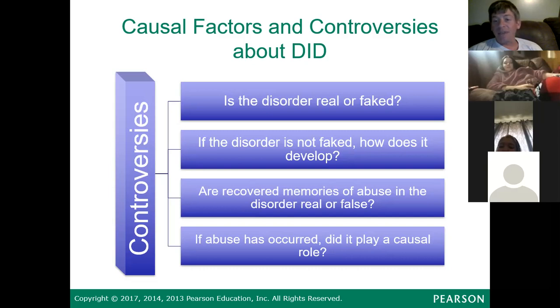Okay, so some controversies regarding dissociative identity disorder. Is it real or is it faked? If the disorder is faked, how does it develop? Are recovered memories of abuse in the disorder real or faked? Because that's where some of these big things come out. They go, I was abused as a child, and then these people are accused and punished. Are they real? If abuse did occur, did it play a causal role? A lot of people think that dissociative identity disorder comes from the role of the therapist rewarding the person: that's good, do you have another personality? Good, let's hear another one.